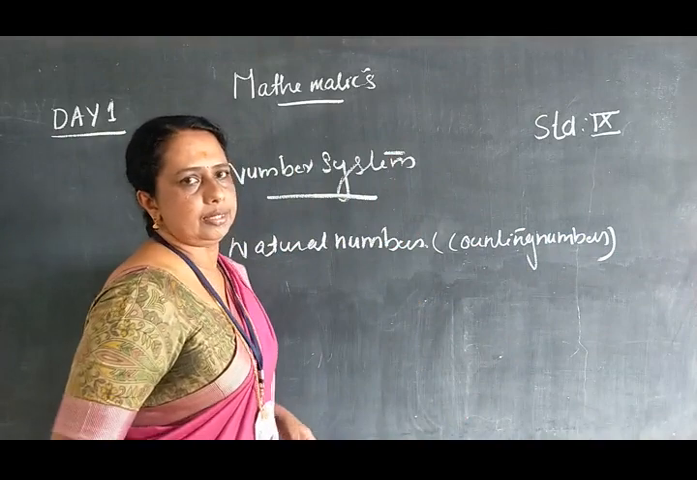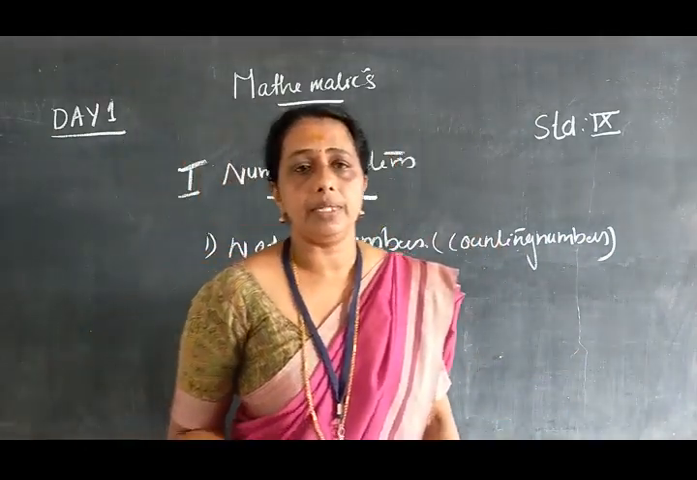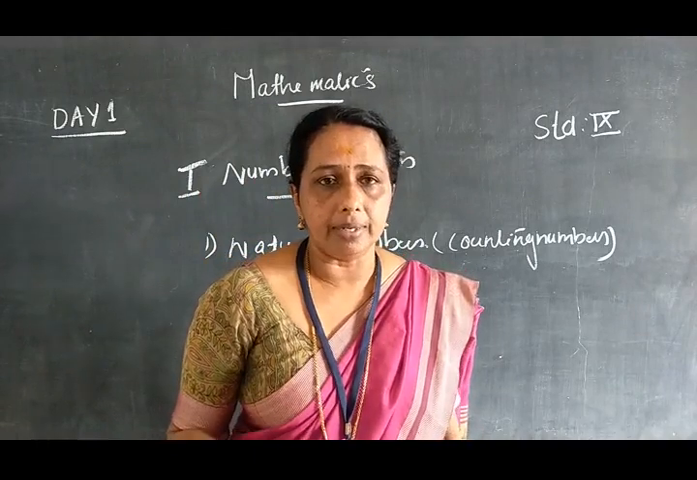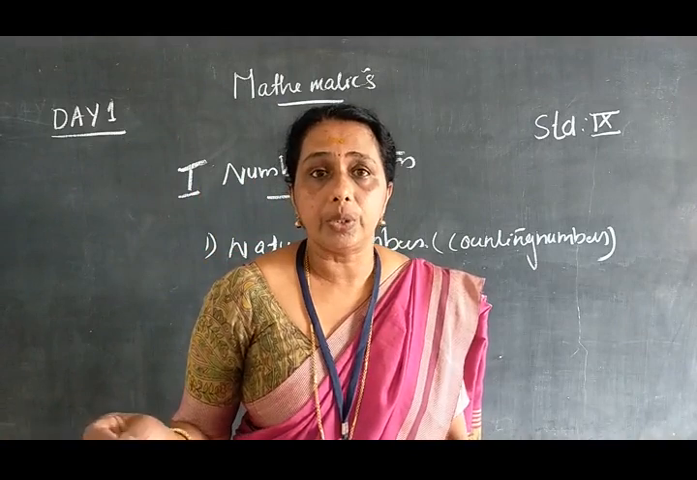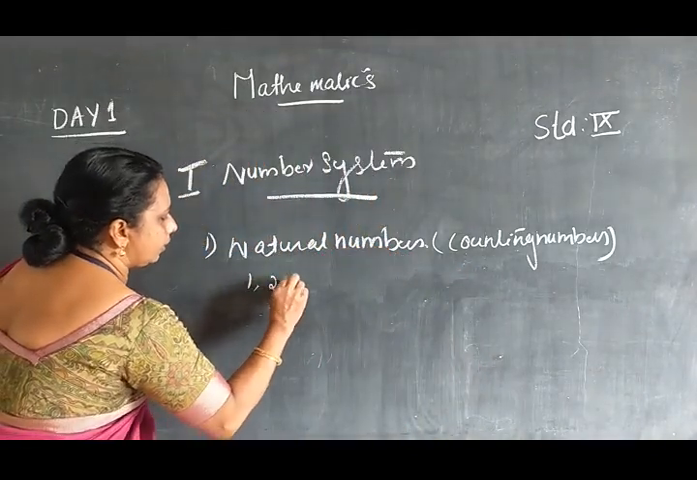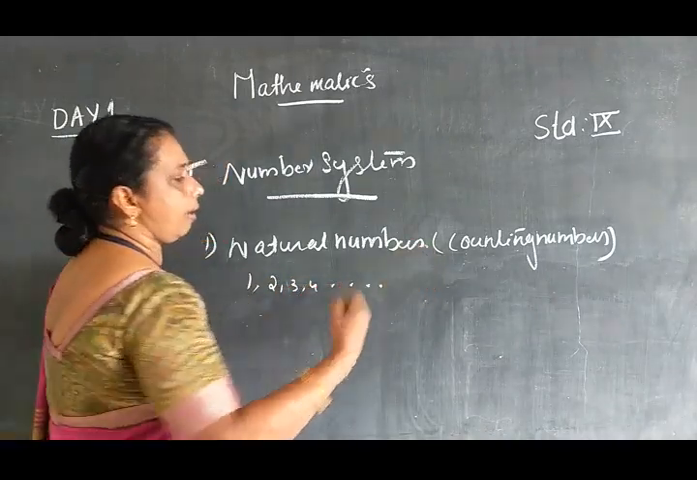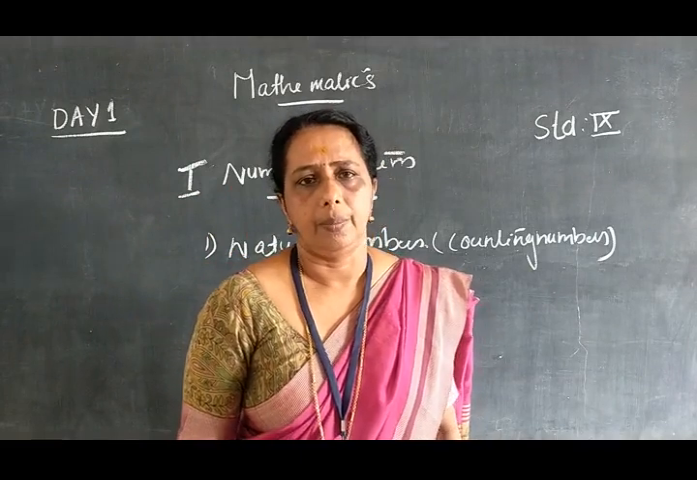You already studied this number. Natural numbers and counting numbers. The collection of numbers 1, 2, 3, 4, etc. are called natural numbers or counting numbers.